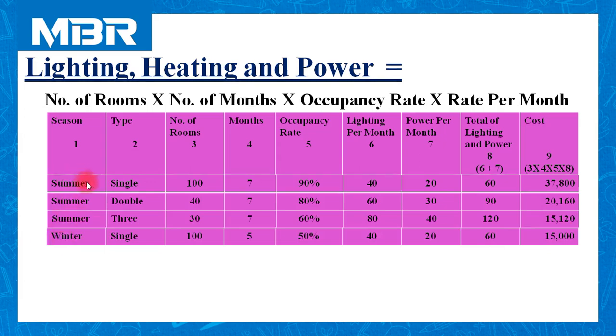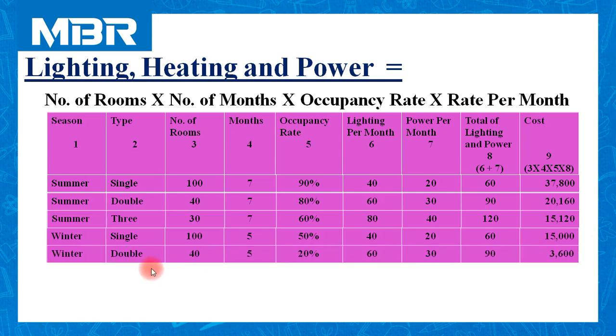At the end of the calculation for summer, now enter for winter. Single room, 100 rooms are there. The period of winter is of 5 months. Occupancy rate 50%, lighting 40, power 20, so total cost is 60. Using the same mechanism as we have applied earlier, calculate the cost of lighting and power for single room in winter and the amount is 15,000.